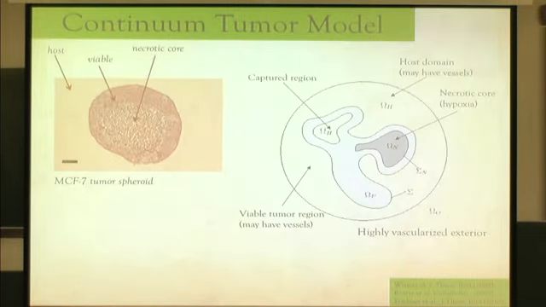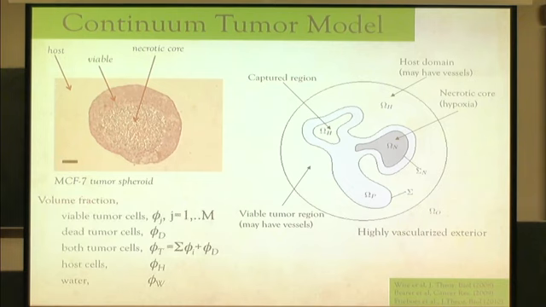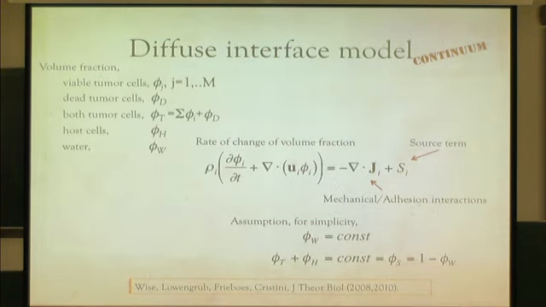So I'm going to focus on a continuum model to start, but as I said, I probably won't have time to talk about the connection with discrete. But basically what we can do is introduce volume fractions for the different cell types: viable cells, dead cells, and total tumor. We can have host cells and water cells. And then you just assume there's no void, so the sum of the volume fractions is 1. And then you can write down mass balance equations for the volume fractions.